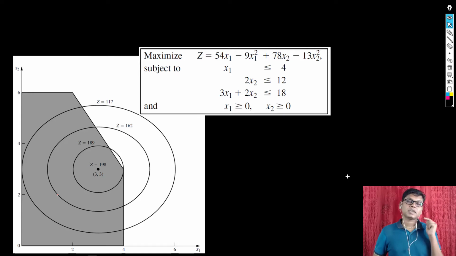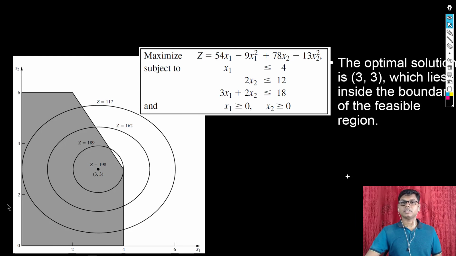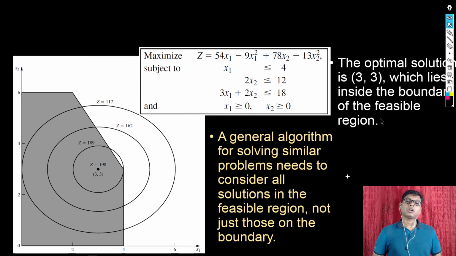So the first problem we saw, we have seen that nonlinear programming is not as simple as linear programming problems, because the solution was not on the corner points. Second, we saw that a nonlinear programming problem may have a solution which is not on the boundary itself. It will be inside the feasible region. So that is another complication in the nonlinear programming problem. So obviously here the optimal solution is 3, 3, and the solution will not be on the boundary.